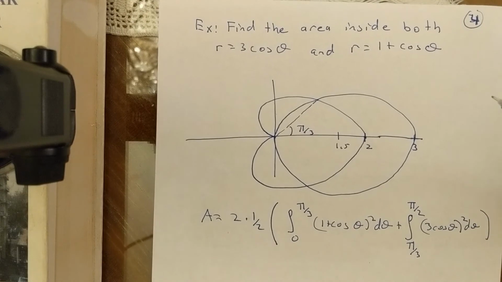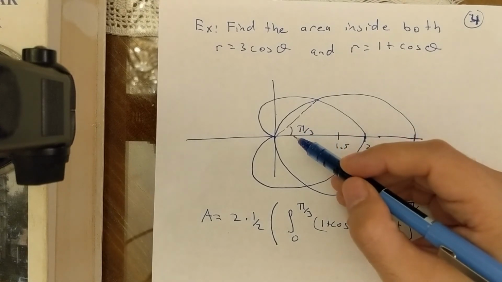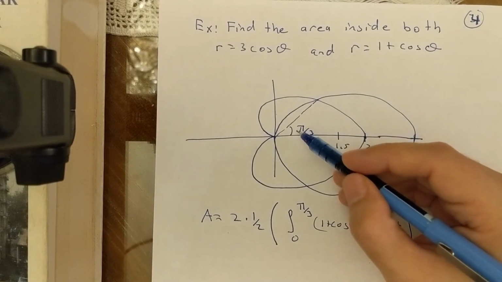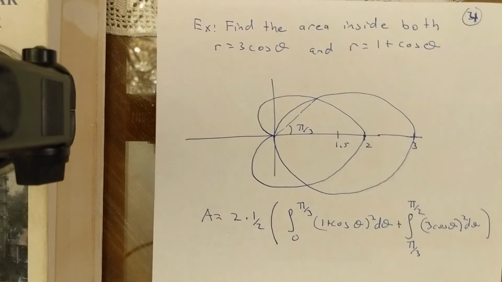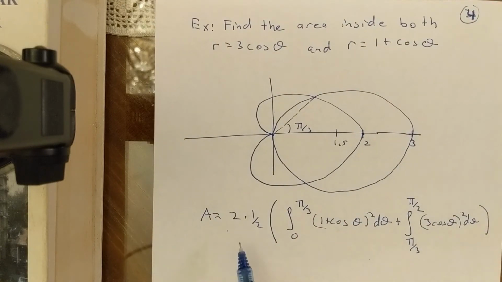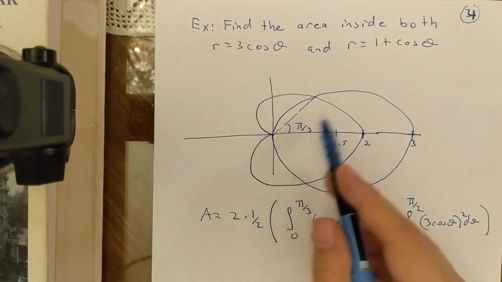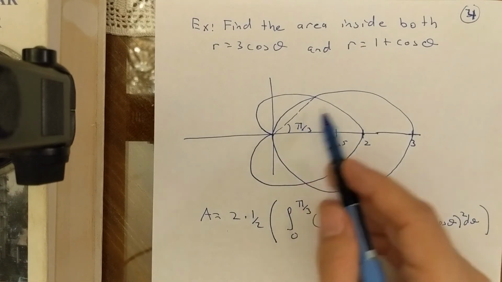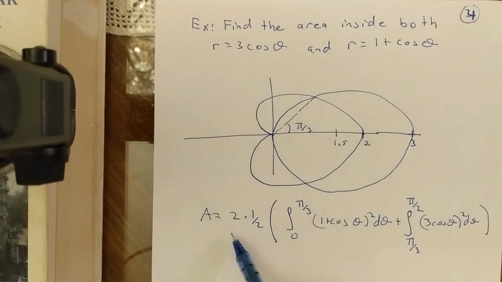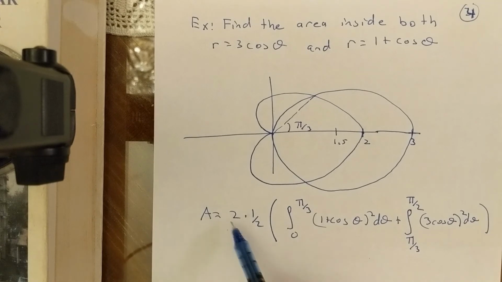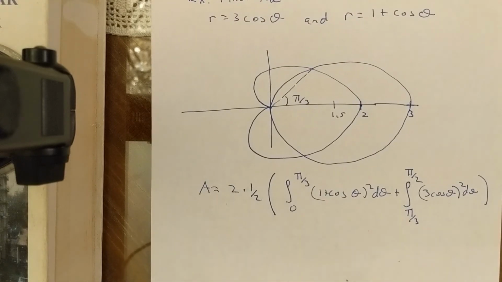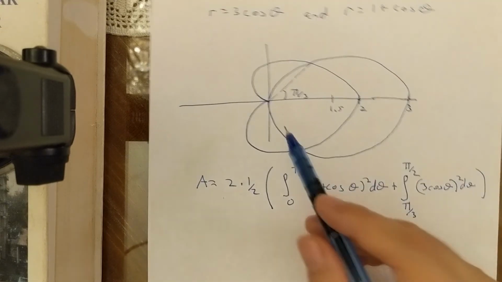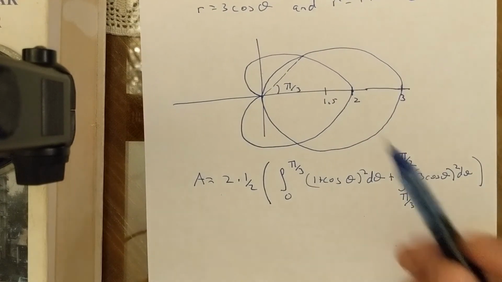From the previous problem, we know that they intersect at pi over 3 and minus pi over 3. So I'm going to do the same trick. Instead of calculating this whole area, I'm just going to calculate the upper half and then multiply by 2. That's going to let me get rid of this 1/2 over here. Now, 0 to pi over 3, it's very important.